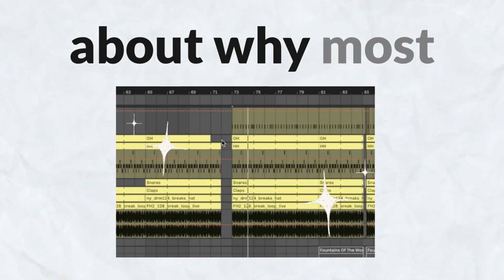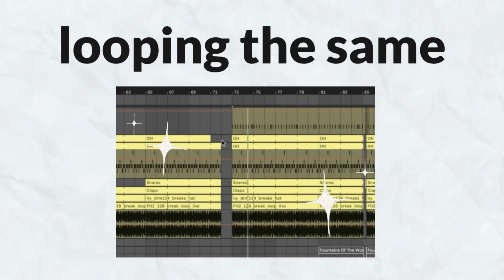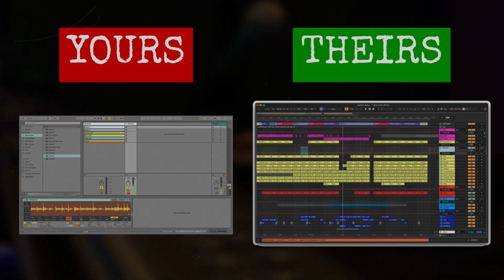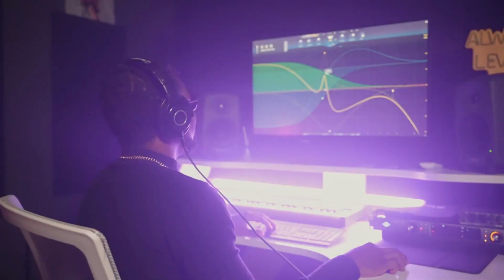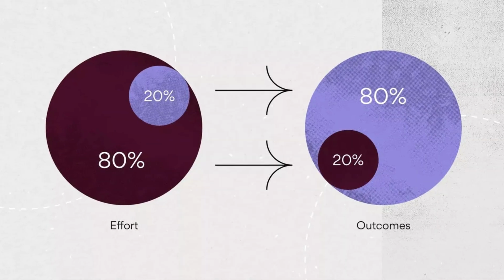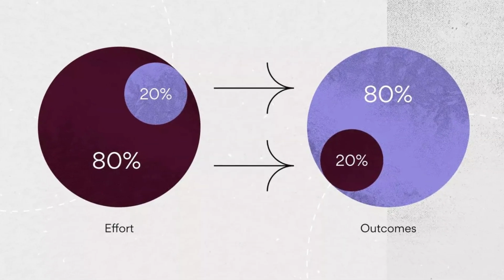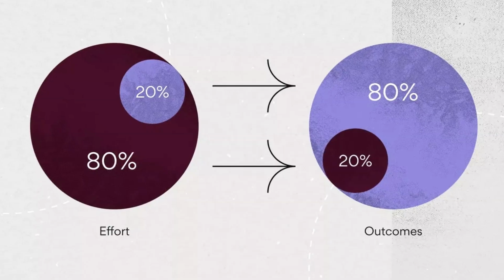Today we're talking about why most producers get stuck looping the same 8 bars and the unusual way pros finish their tracks up to 5 times faster. So you might have a killer idea, but every time you try to turn it into a full song, it just falls apart. Thankfully, following this 80-20 rule of arrangement will be your new shortcut to escaping that 8-bar prison.